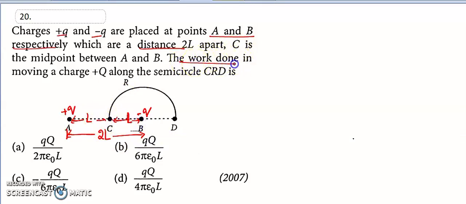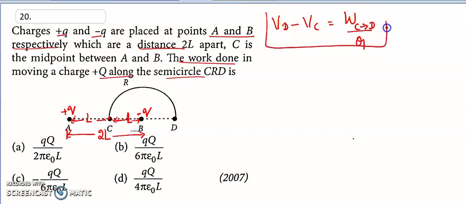So what is the work done in moving the charge along the semicircle? The potential difference between D and C is equal to the work done from C to D divided by the charge Q. So this is the formula. So what is the potential at C? Let us see. The potential at C is the potential due to A plus the potential due to B.